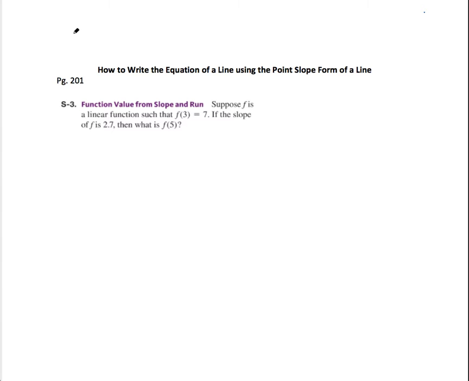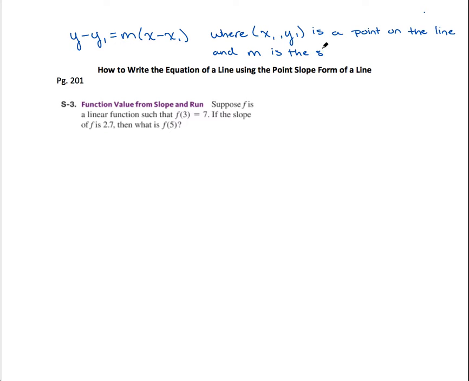The point-slope form of a line is written as y minus y sub 1 is equal to m times the quantity x minus x sub 1, where x sub 1 and y sub 1 is a point on the line. Okay? And then here also m is the slope of the line.